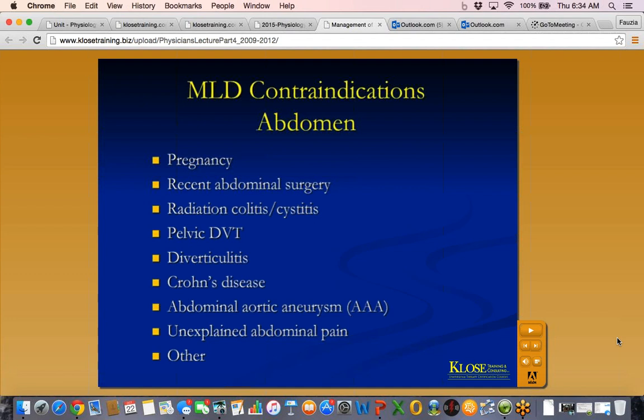In the abdomen, if you're going to do manual lymph drainage, you would not do it on somebody who's pregnant or who's had recent abdominal surgery, or if they've had an inflammation in their bladder or in their colon. Obviously, if they have a pelvic DVT, you want to avoid abdominal MLD. Crohn's disease, any sort of abdominal aortic aneurysm, anything that you think is unexplained abdominal pain, we want to avoid the MLD until you've checked it out with their doctor.